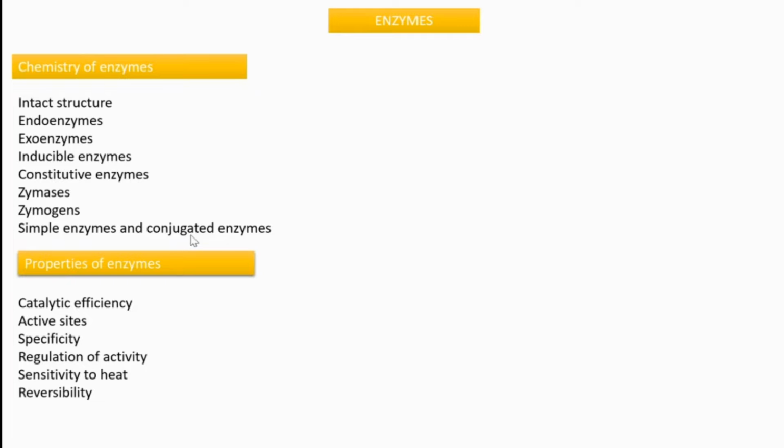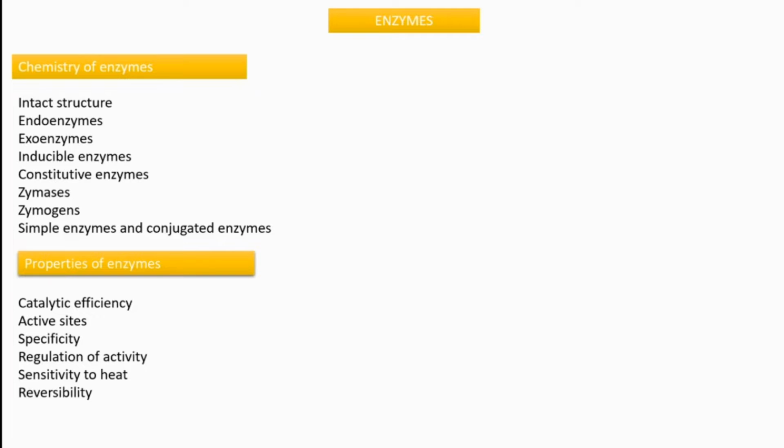Then what about conjugated enzymes? Conjugated enzymes have a non-protein part and a protein part. The protein part has a name called apoenzyme and the non-protein part has another name called cofactor. So conjugated enzymes are always composed of apoenzyme and cofactor. Apoenzyme is the protein part of the conjugated enzyme and the cofactor is the non-protein part.